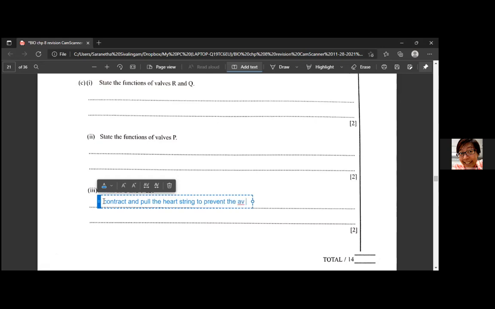When it contracts, it will pull the heartstring, right? So the heartstring will tighten. So that will actually also hold the AV valve so that it will not turn inside out. Yeah.